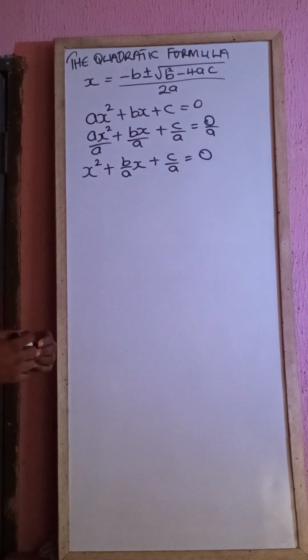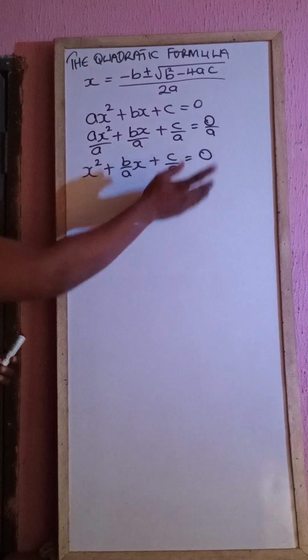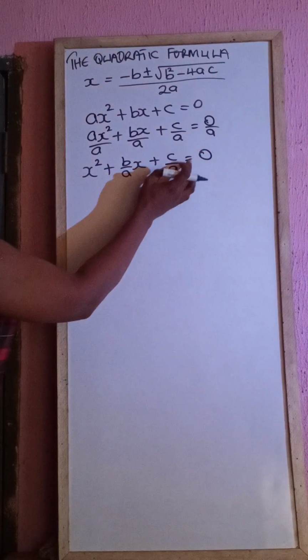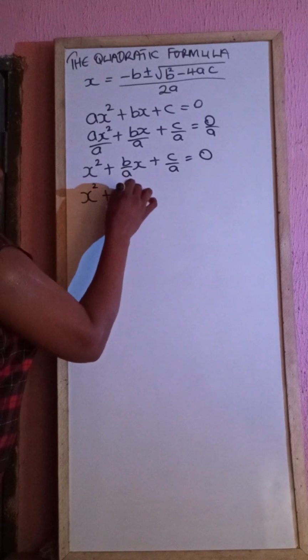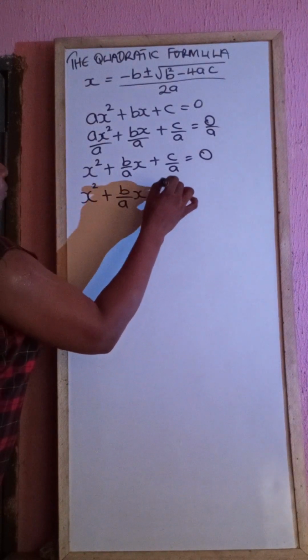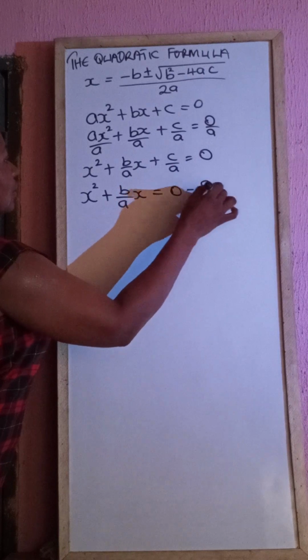Now the second step is to take the constant term to the right hand side of the equation, and the constant term here is c over a. So we now have x squared plus b over a x is equal to 0 minus c over a.